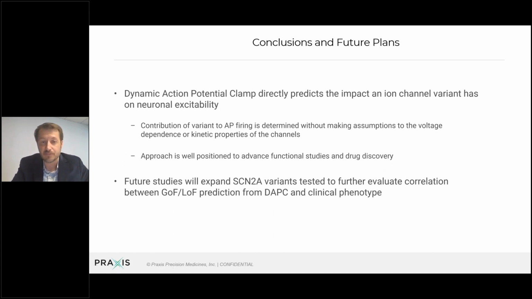And yeah, the future, I mentioned this, our future studies. So some of the work you'll see hitting the literature, and also some of the work that we're doing at Praxis, is really going after not the edges in terms of the gain of function, loss of function, but really a wide sampling of the SCN2A variant space to try to increase the robustness of the correlation between the DAPC prediction and clinical phenotype.